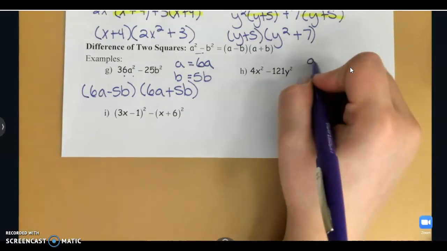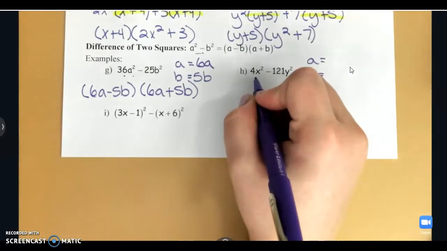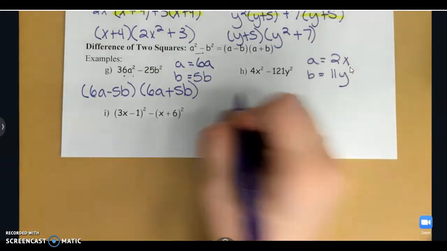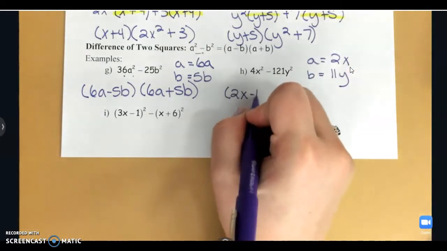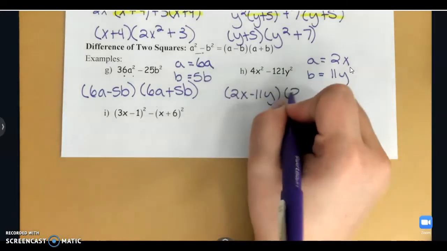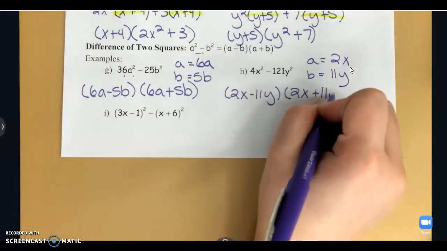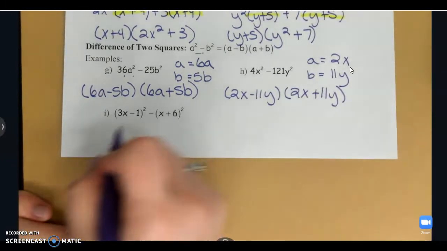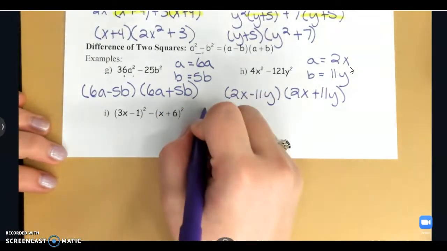Again, on H, I'm going to identify my a and my b. A is going to be 2x, b is going to be 11y. A minus b times a plus b. Now I looks a little harder than it actually is. This is still difference of 2 squares.